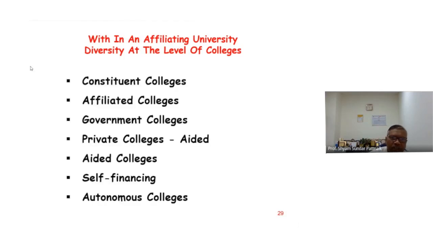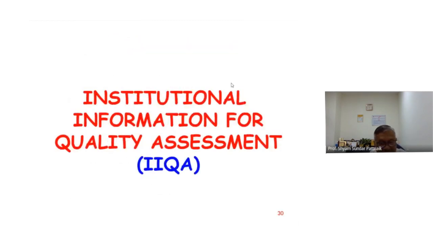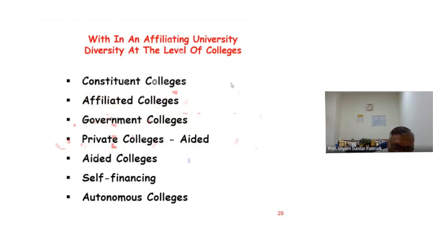Then within affiliating universities, you have constituent colleges, which are like departments of the university. Then affiliated colleges, and again in affiliated colleges you have a government category and a private category: private aided, non-aided, purely self-financing, and autonomous colleges. So different categories are there, and the evaluation process varies from category to category. Therefore there are different types of manuals. These manuals are to be seen. One of my slides will speak on those manuals. Whichever manual fits your requirement, you must follow that.